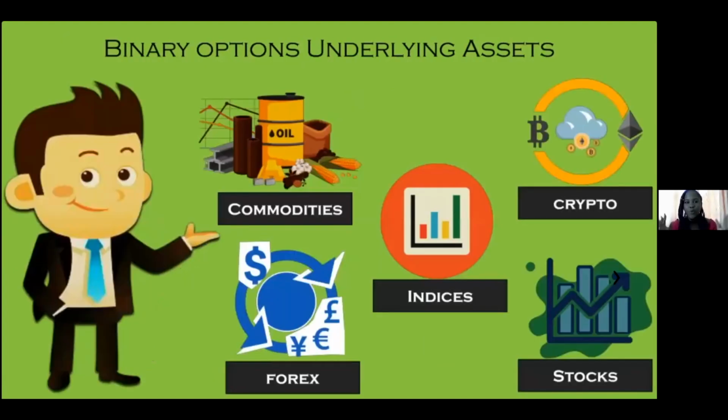With binary options, there are many assets that you can trade. You can trade commodities like gold, silver, oil, coffee, and so forth. You can trade forex. You can trade indices like NAS, US 30, German 30, crypto like Bitcoin and Ethereum, and stocks like Apple, Netflix, Microsoft, you name it. You are able to trade binary options with these assets.